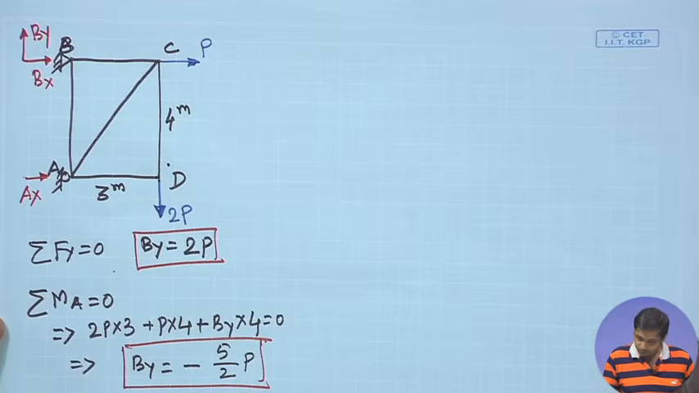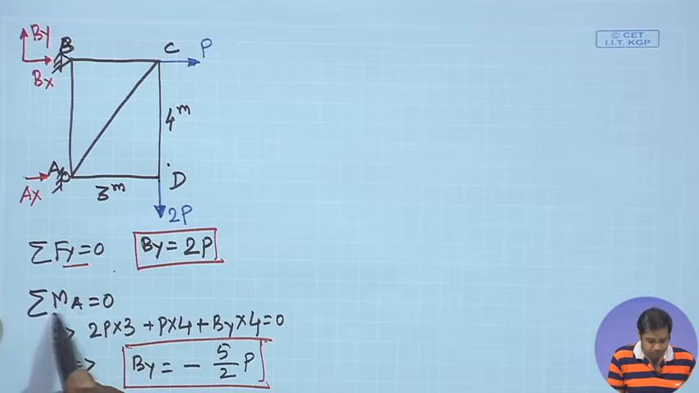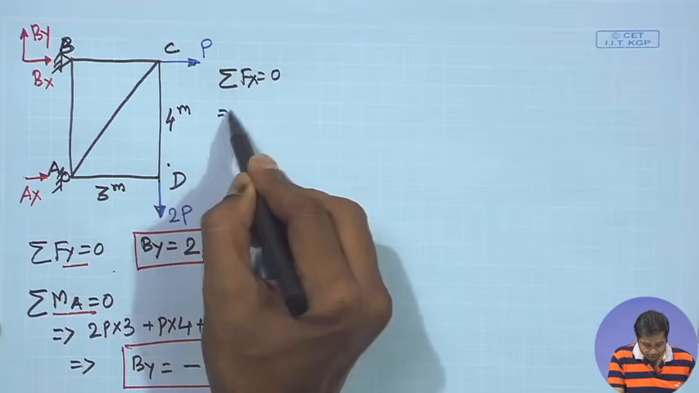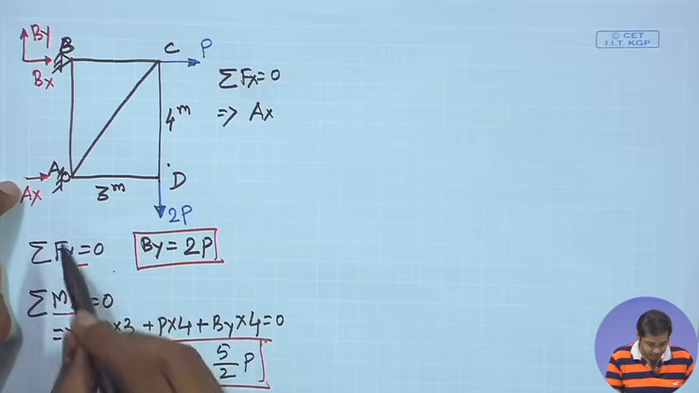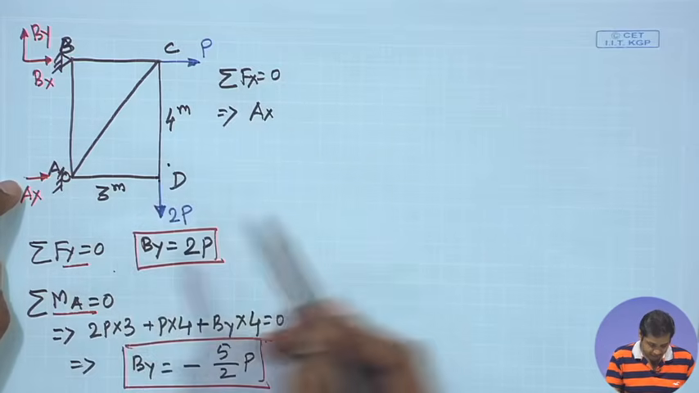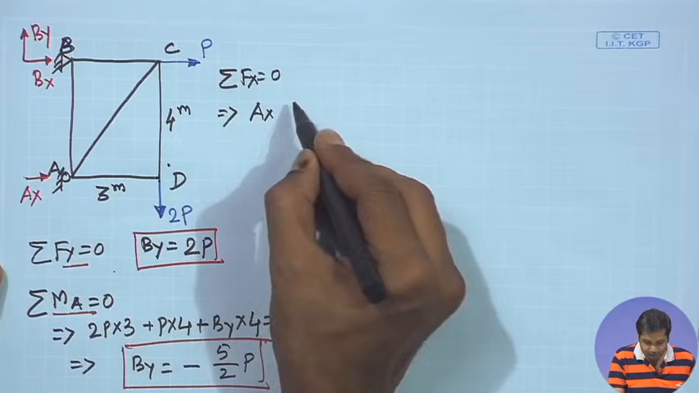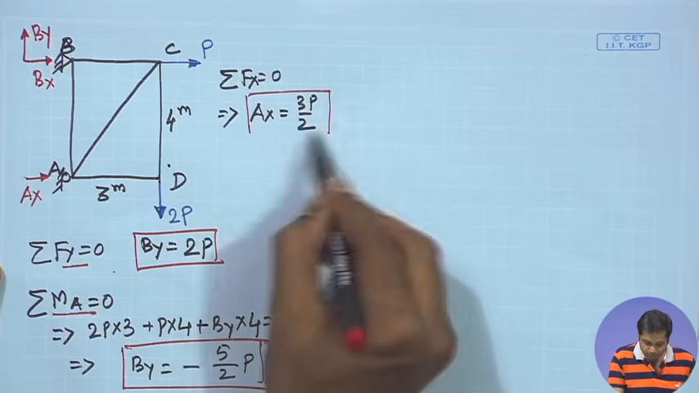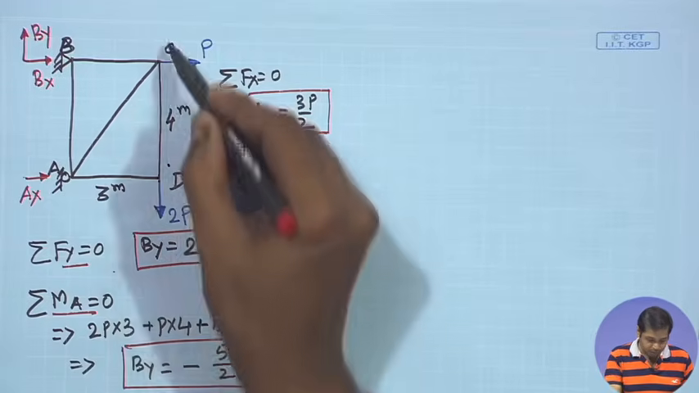Next, we have used summation of Fy equal to 0 and moment about A equal to 0. Taking another equilibrium condition, summation of Fx equal to 0, the forces in the x direction are only Bx, P and Ax, and their sum will be 0, and we get Ax is equal to 3P by 2. So, these are all the reactions. Once we have the reactions, we need to find out the member forces.